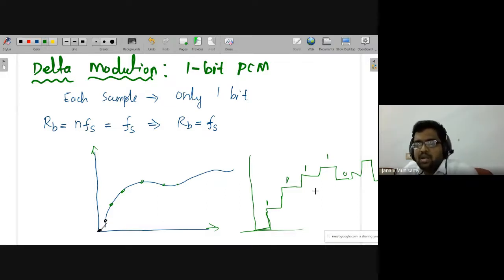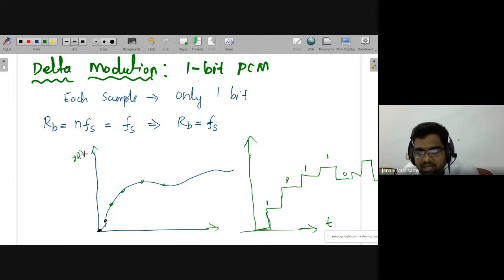Again receiver sideல நம்ம இத recover பண்ணனும். Simple low pass filter வழியா பாஸ் பண்ணீங்கன்னா again உங்களுக்கு original signal கிடைச்சிரும். Again here also there are some restrictions. Okay, this is simply the method. Now here also some restrictions are there.